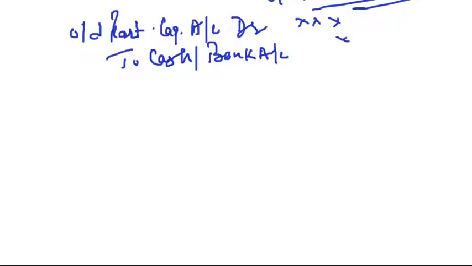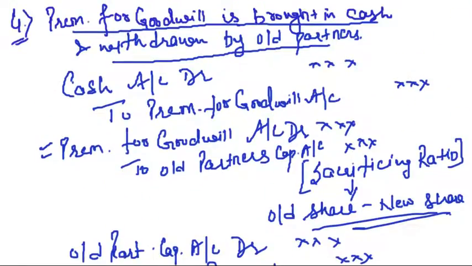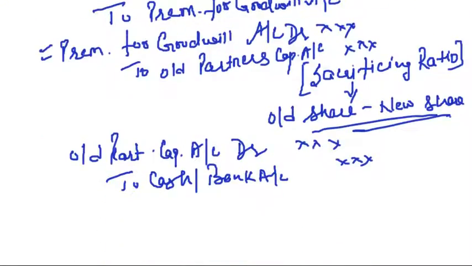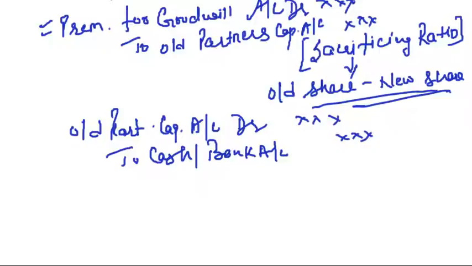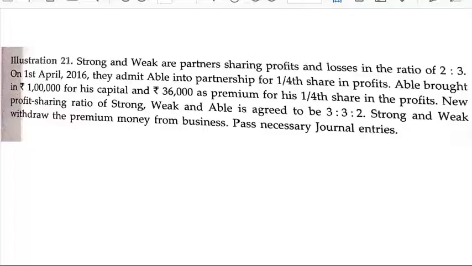Simple. Half of the treatment is the same, that the premium for goodwill is brought in cash. The only new thing is that it is not retained in the business this time. This has been withdrawn from the business by the old partners. Then simply we will debit the old partners' capital accounts and we will credit the cash or bank account. Clear? So let's see a practical problem on this.